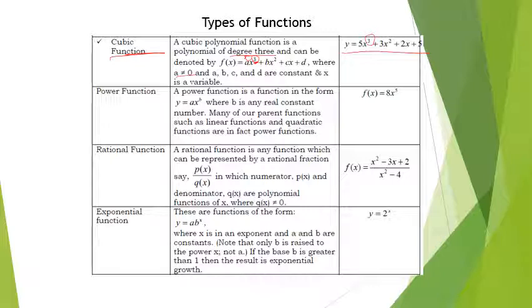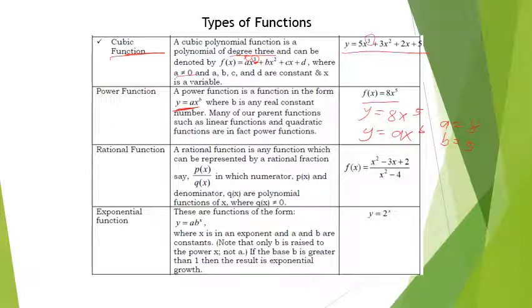Okay, power function. Iba na ito. Hindi nito types ng polynomial function. A power function is a function in the form y equals ax raised to b, where b is any real constant number. Many of our power functions, such as linear functions and quadratic functions, are in fact power functions. For example, f of x is equal to 8x raised to 5. Pwedeng gawin natin dyan, y is equal to 8x raised to 5. Diba, in the form din naman siya ng y equals ax raised to b, na kung saan ang a equals sa 8, ang b ay equals sa 5.